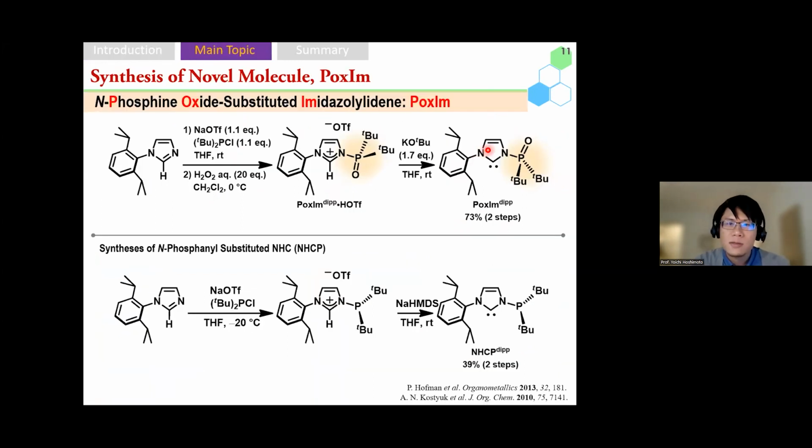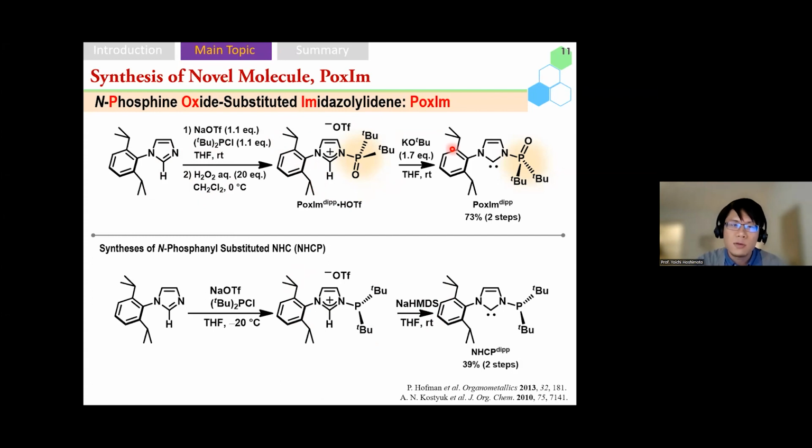Our answer is this N-heterocyclic carbene, N-phosphine oxide substituted imidazolidine, called Toxin. Synthesis of Toxin is very easy. Treatment of this imidazole with phosphine chloride generates this species in situ, and without isolation, in situ oxidation gave this stable, air-stable Toxin HOTf salt.